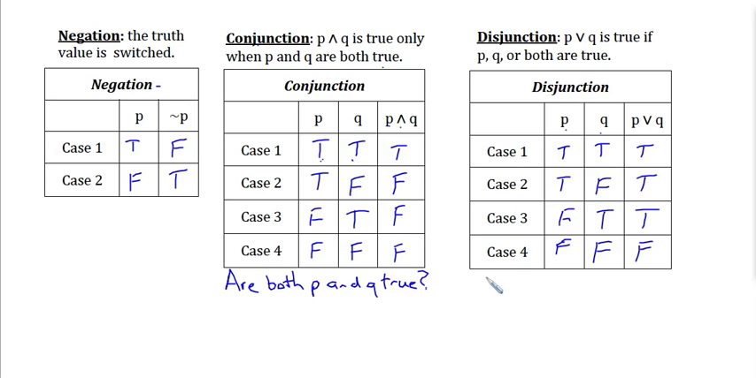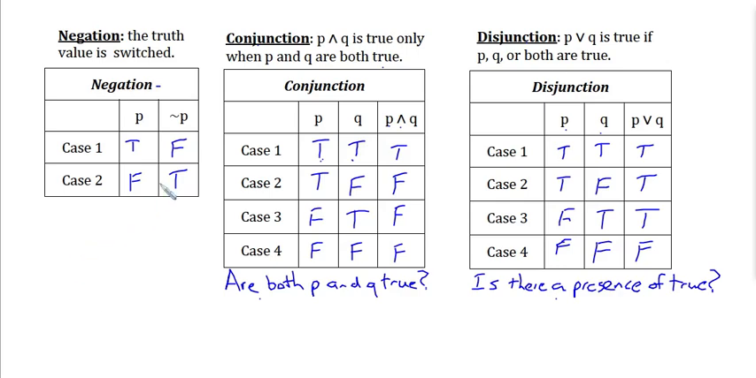So the question we can ask ourselves is, is there a presence of true? If yes, then we get a true result for our truth table. Okay, so these are the basic ones here. You need to have these memorized and learn how to ask yourself these questions when you see this symbol or this symbol.